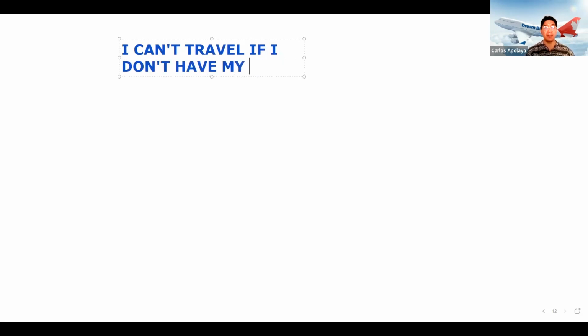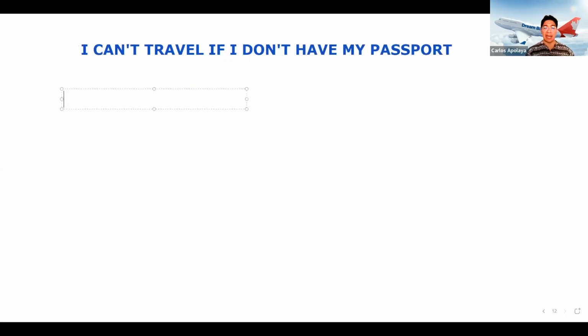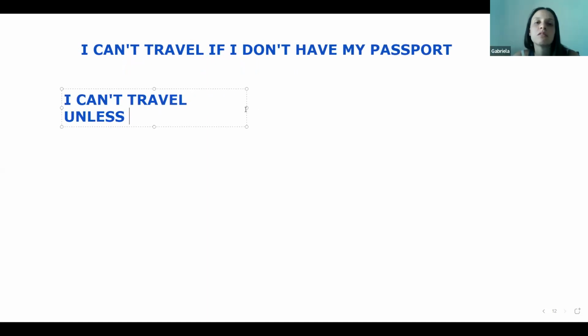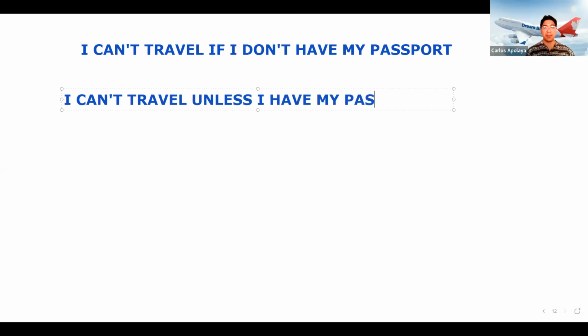Otro ejemplito. Mira. I can travel if I don't have my passport. ¿Te das cuenta? I can travel if I don't have my passport. Súper sencillo. ¿Cómo sería esto? I can travel unless I have my passport. A menos que tenga mi pasaporte. ¿Te das cuenta que se te hace más fácil decir el "a menos que" en la segunda parte, ¿cierto? Sí, se hace más fácil.